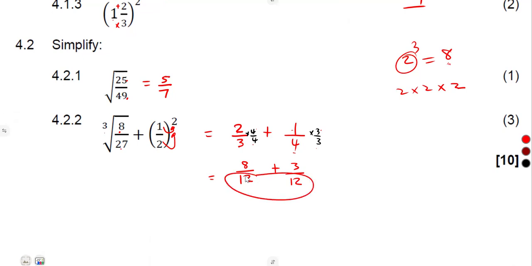If the denominators are the same, remember that you can simply add what? Your numerators. 8 plus 3 over what? Over 12. So that's 11 over 12, just like that. You can simply add the numerators under the same denominator that you are given.